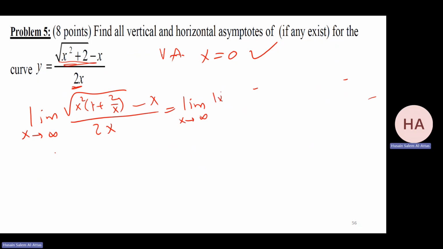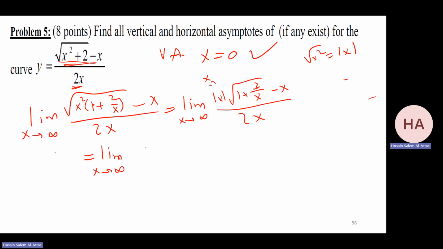I have absolute value of x, square root of 1 plus 2 over x minus x. Don't forget, this is x over 2x. So that will be limit x goes to infinity, x times the rest. This will be minus 1 over 2x. This is cancelled. So you have 1 minus 1 over 2, which is 0, which is the same answer.